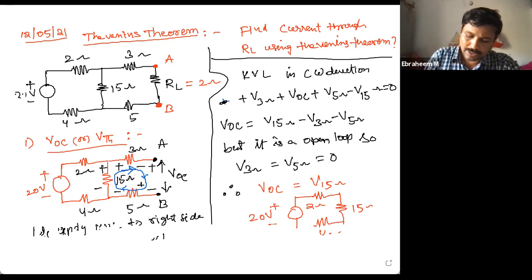So we can apply the voltage division rule. That is total voltage into 15, that means the resistance across which we want to find the voltage, divided by the sum of all the resistors that are in series, right? So 15 plus 6, so it is 21. So how much is this? You tell me.